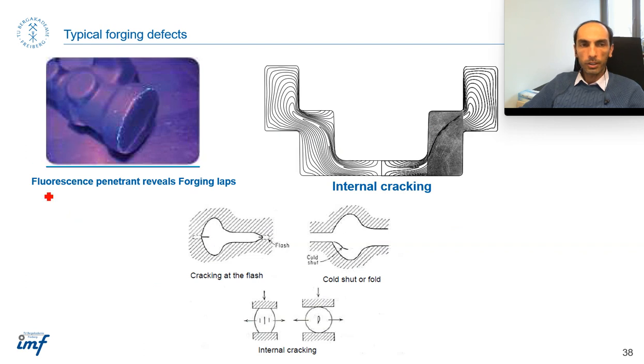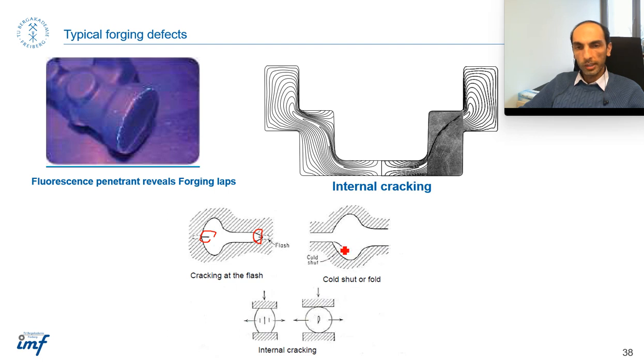This method, we call it the fluorescence or ultraviolet method, to show the surface crack in the forging. They immerse the part in the fluorescence material and then put it under ultraviolet light, and then they can detect the surface crack in this way. Or the internal crack, as it's shown here. However, you can predict such a crack using simulation.